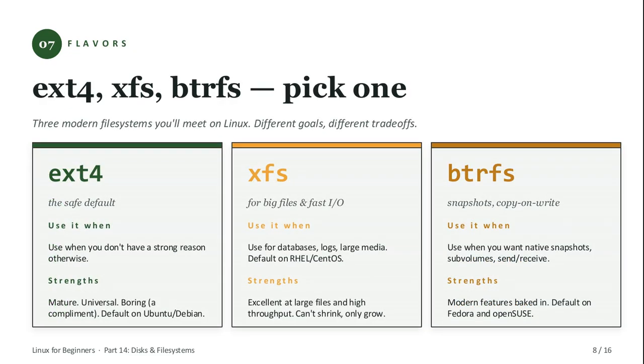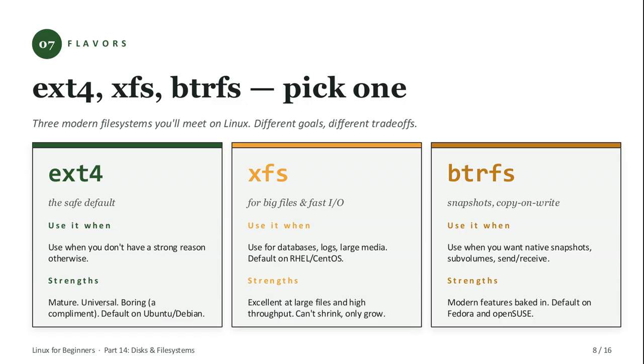Now, when you actually format a partition, you'll need to pick a file system. And on Linux, there are 3 you'll bump into most often. ext4 is the safe, boring default, mature, universal, and what Ubuntu and Debian hand you out of the box. XFS is built for big files and high throughput, which is why Red Hat and CentOS use it for databases and heavy workloads. Just remember it can grow but never shrink.